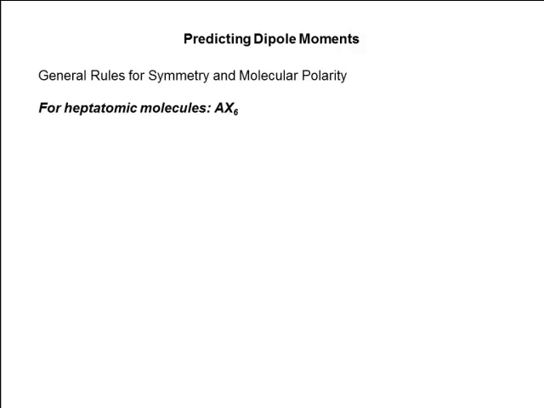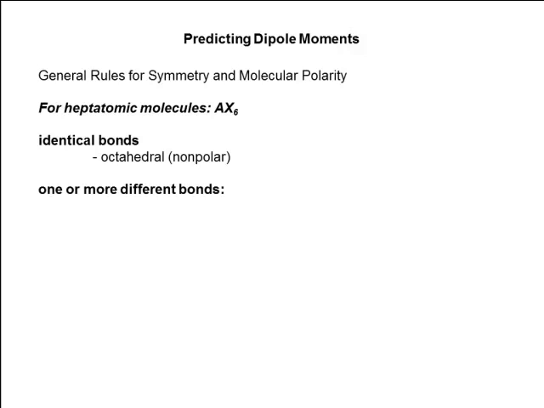All right, for heptatomic, so 7 atoms. If we've got identical bonds, we're dealing with an octahedral, that's going to be nonpolar. If we've got one or more different bonds, the molecule is going to be polar.